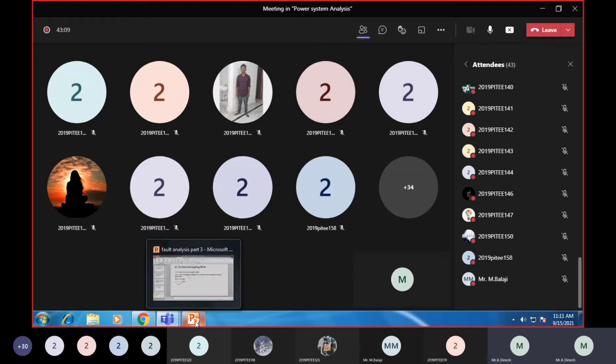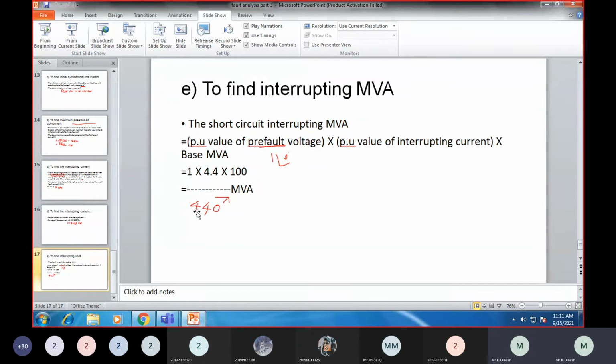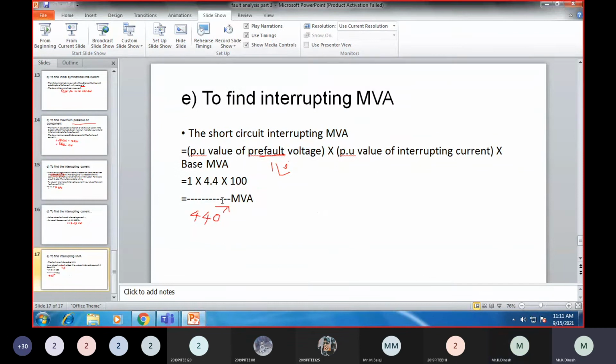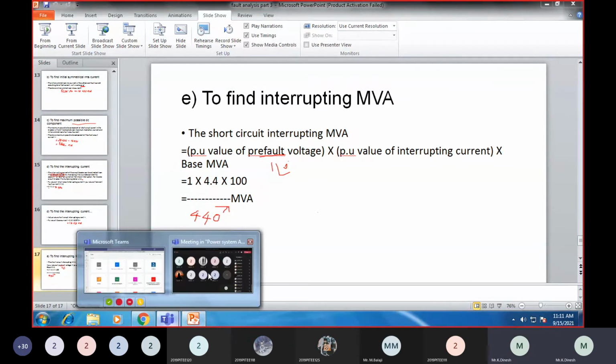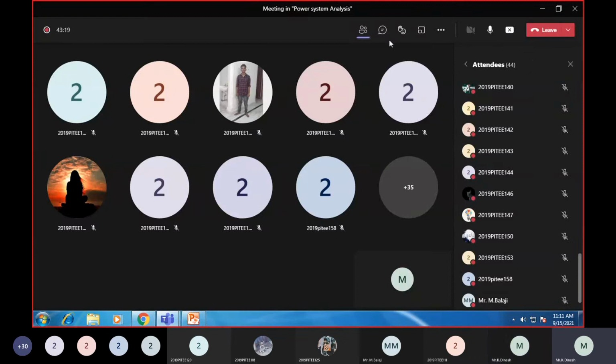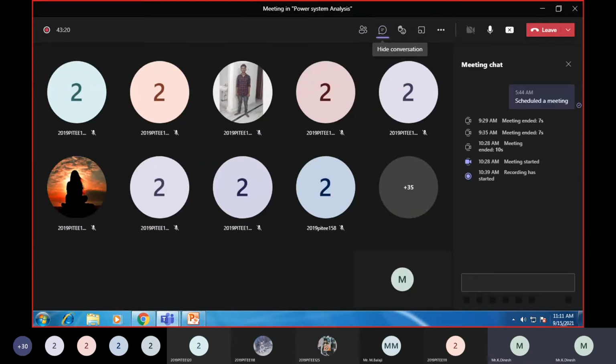Shall I continue for the next problem? Is it okay for everyone? Is the problem okay, or do you want any clarification in the solution?